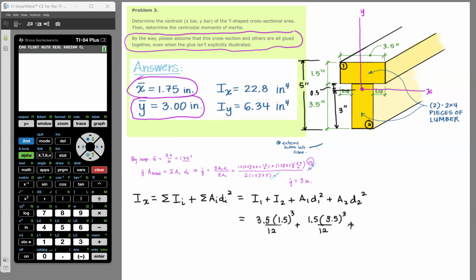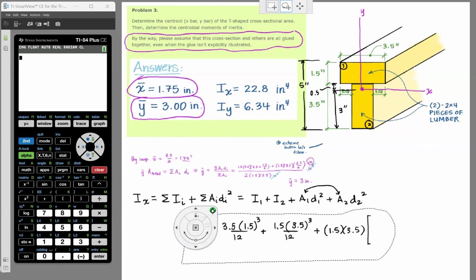Plus, you know what? Every time I ever make a strong statement like that, immediately I'm like, actually, there's an exception to the rule. So you would have negative signs if you were using solids and voids. If you're just using solids, then you won't have any negative signs. Okay, A1 D1 squared. I'm going to factor this out because A1 is equal to A2. So I'm going to factor out 1.5 times 3.5. And now I can just put D1 squared plus D2 squared in that bracket that I just opened up. I'm just going to make a little more room for myself.